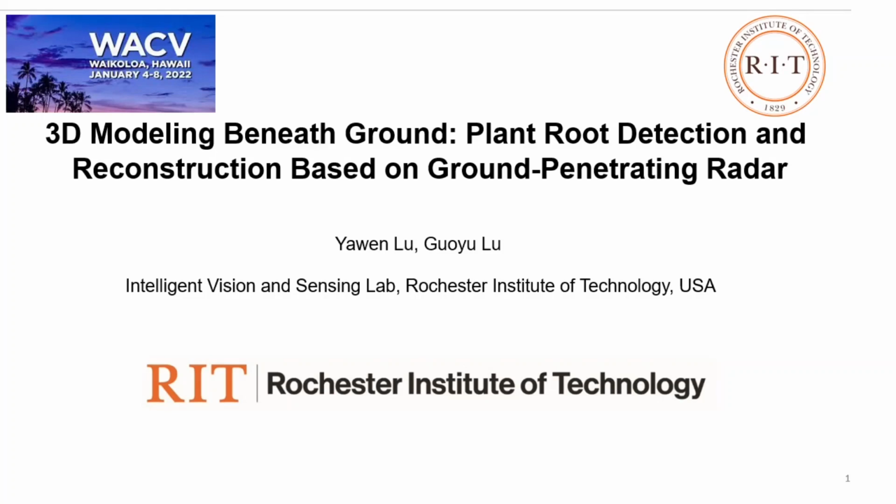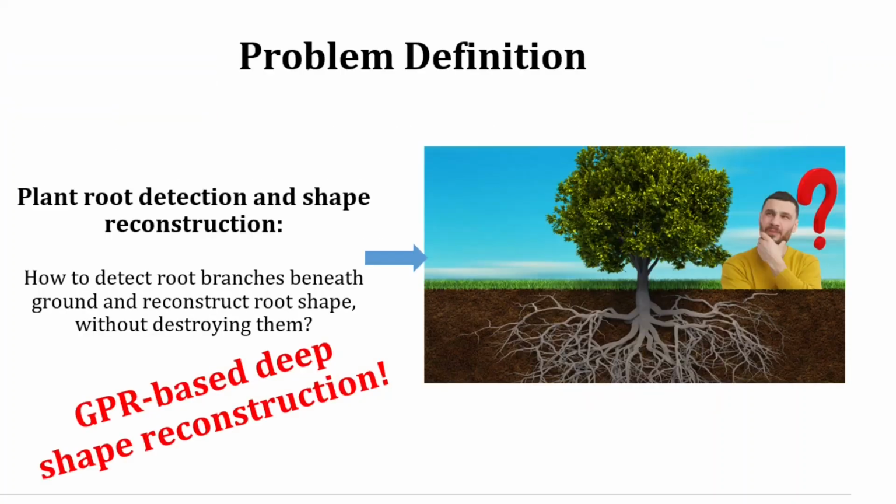First, let's define our problem. When it comes to plant root detection and shape reconstruction, we raise the problem: how to detect root branches beneath the ground and reconstruct them without destroying them. The answer is that we can use a GPR-based deep shape reconstruction network.